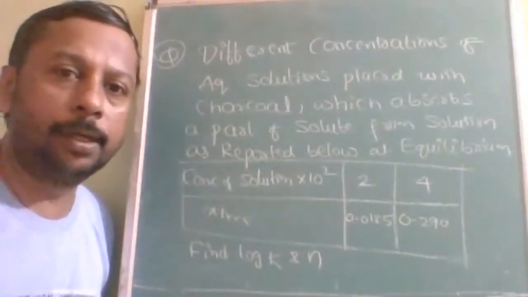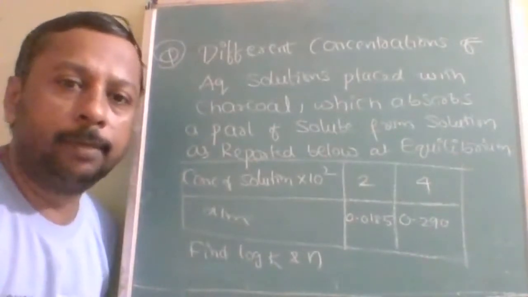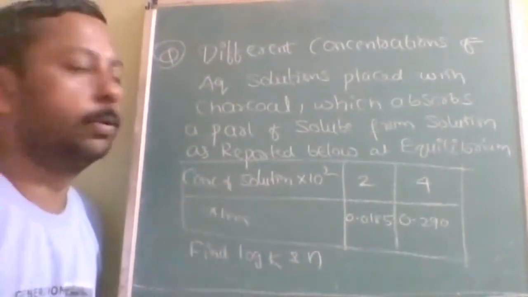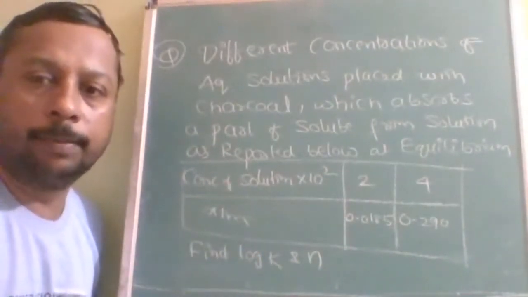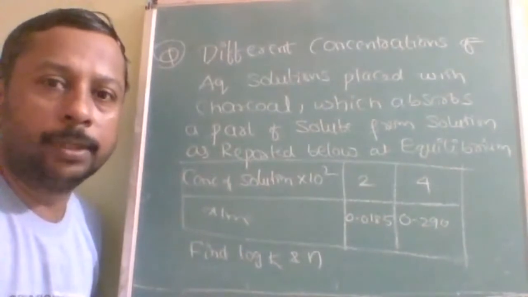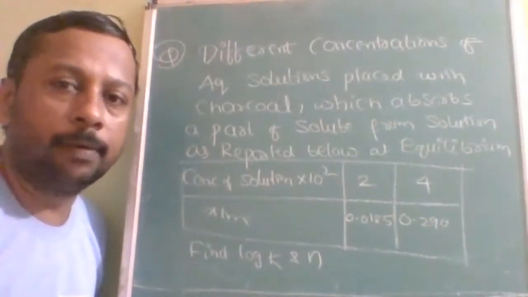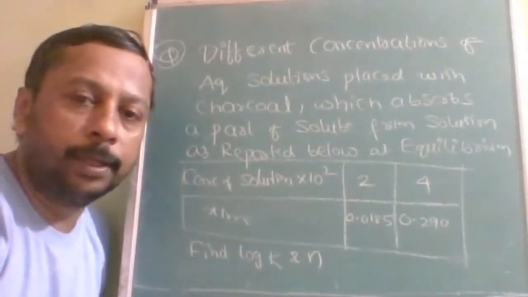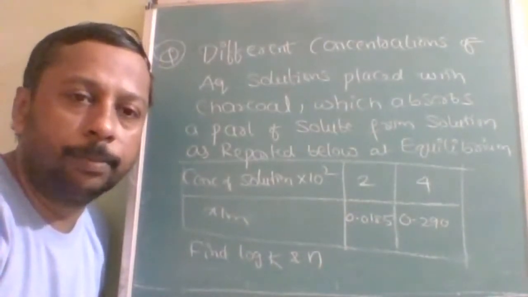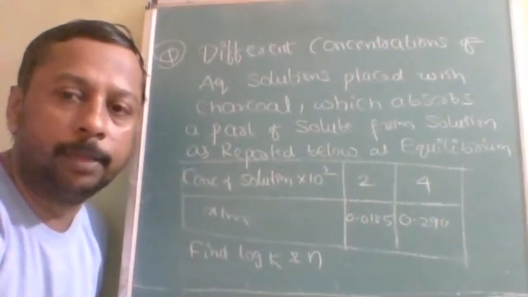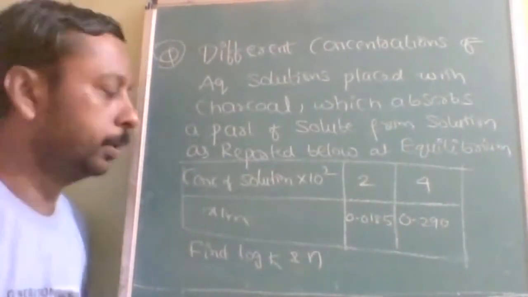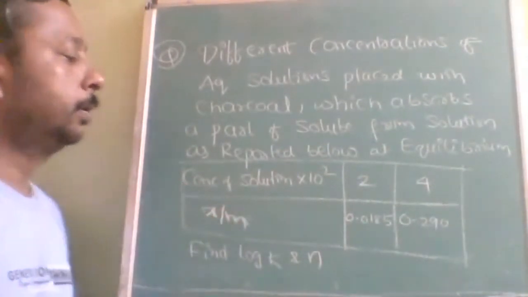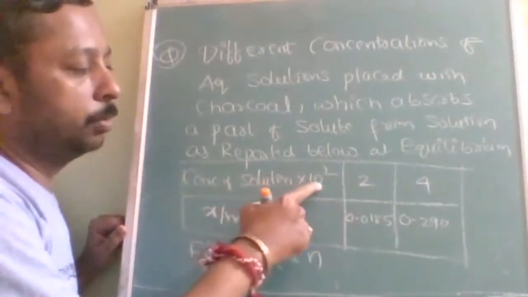This is a question based upon the logarithmic form. Here the adsorbent is charcoal, and for the solution, instead of pressure we have to take concentration. As I told you, X upon M is equal to K into P to the power of 1 by N. So P will be replaced here with the concentration. So concentration of solution into 10 to the power of 2.